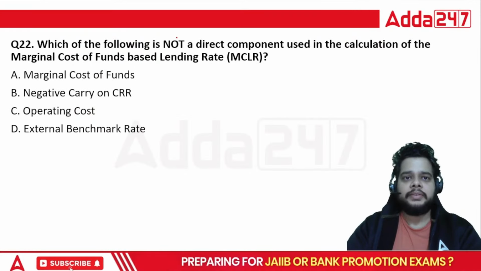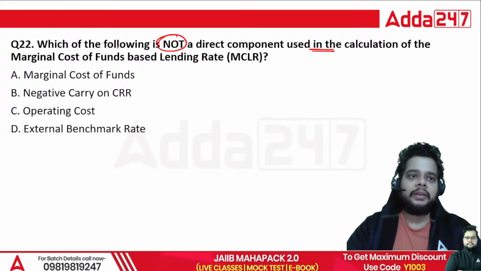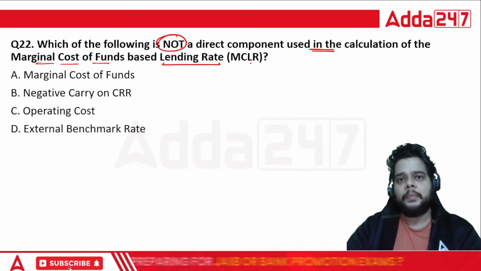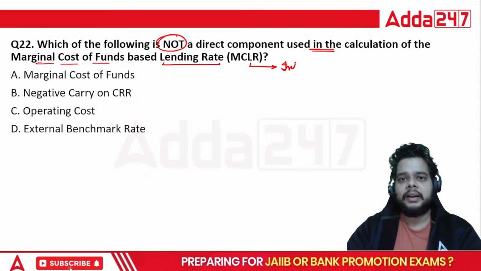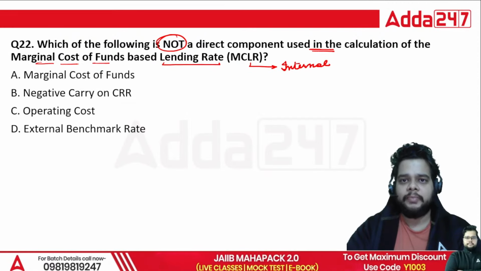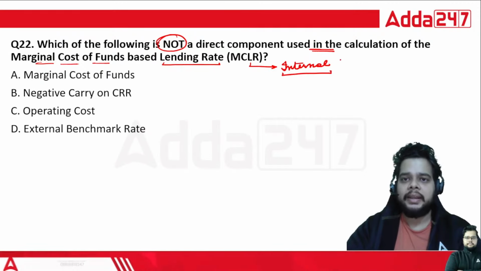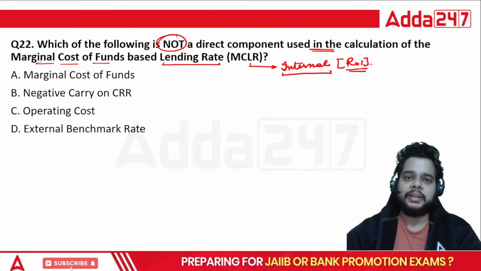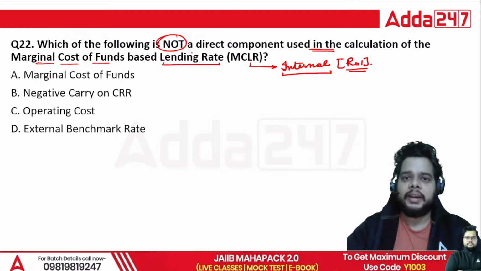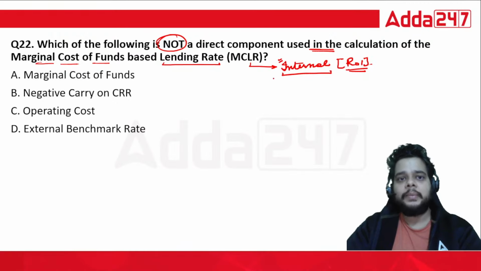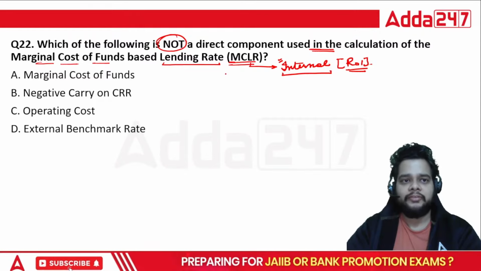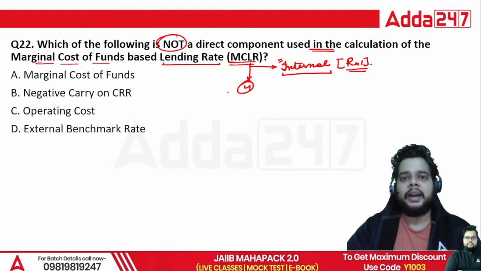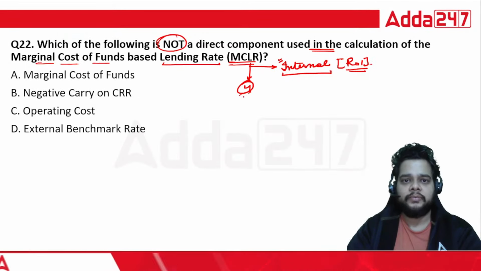Which of the following is not a direct component used in the calculation of MCLR, marginal cost of funds based lending rate? So always remember, MCLR is just an internal mechanism of respective banks so that they can calculate their rate of interest. Various banks have their own rate of interest, which is based on an internal mechanism, and that internal mechanism is utilized under the MCLR framework. So we have 4 components under MCLR, and which of the following is not a part of these 4 components?